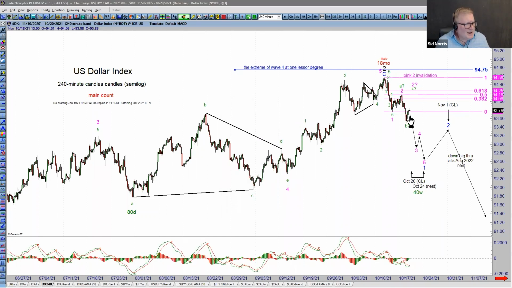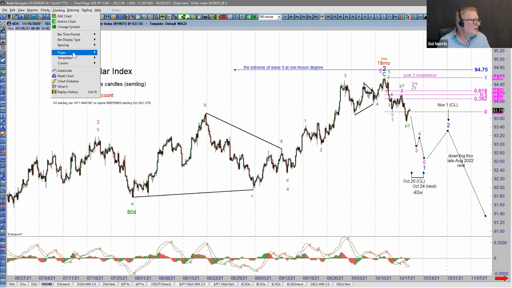You'll notice that my main count is that it continues lower, and the reason for that is that there was a window for a 40-week cycle trough down in here that only lasts through the end of this week. But that doesn't mean that this can't be pushed over. And I'm thinking that there's a 50-50 chance now that the US dollar pops up here to 94.25 before it really gets going lower. So there's the US dollar wave count.